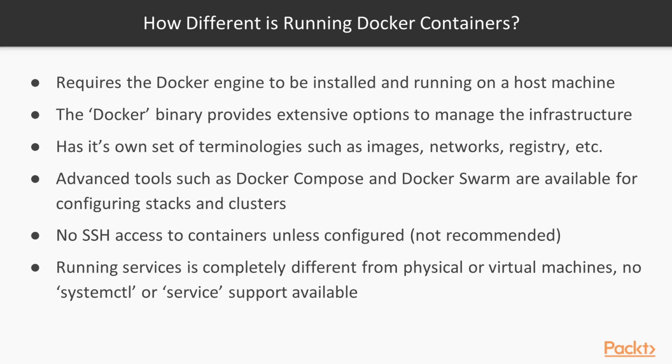By default, SSH access is unavailable on Docker containers. The Docker engine is able to communicate with the containers with subcommands such as logs, attach, exec, and copy being some of them. Although SSH can be configured on the containers, it is not recommended to do so. One of the most important facts to keep in mind is that running services is completely different in Docker containers. Services cannot be started or stopped by using service or systemctl commands. For this purpose, a process control system such as supervisor needs to be used.